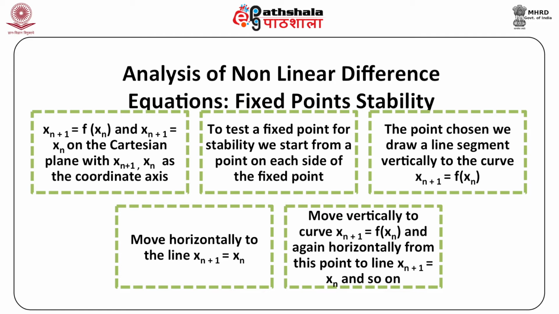In case there is more than one fixed point, we pick the point between the fixed point in test and the next nearest one. From the point chosen, we draw a line segment vertically to the curve x_{n+1} = f(x_n). From the point where it intersects the curve, we move horizontally to the line x_{n+1} = x_n. From this point again, we move vertically to the curve x_{n+1} = f(x_n), and again horizontally from this point to the line x_{n+1} = x_n, and so on.